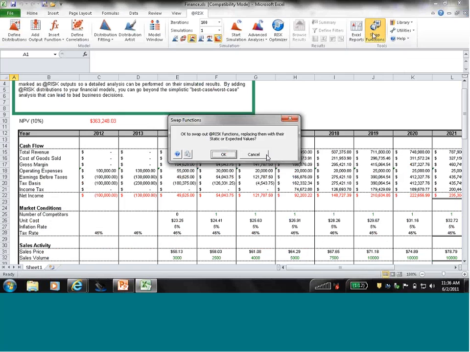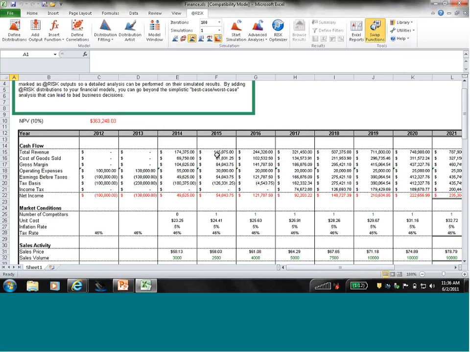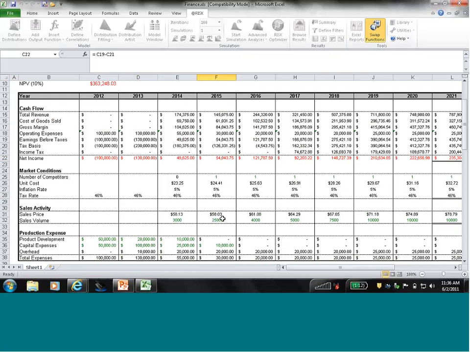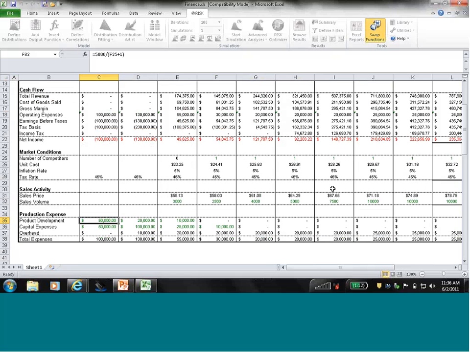To use our swap function, click OK. We've now swapped out those @RISK functions that we had in here before with just the formula and expected values. Now, say we send our model off to our boss and they make a change here and they think, well, this number's $100,000.